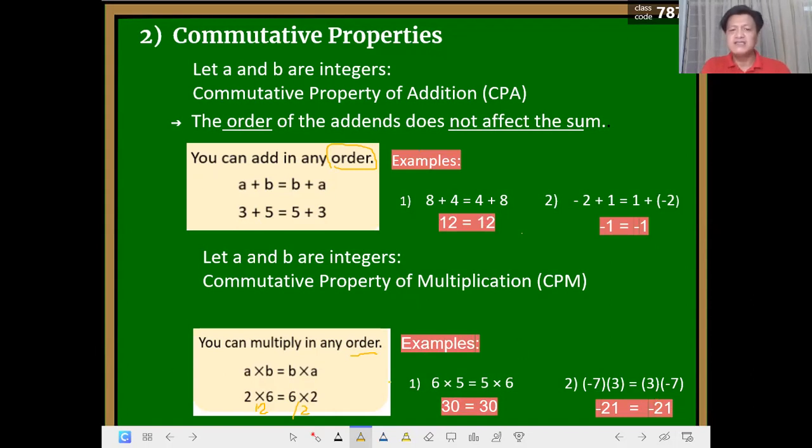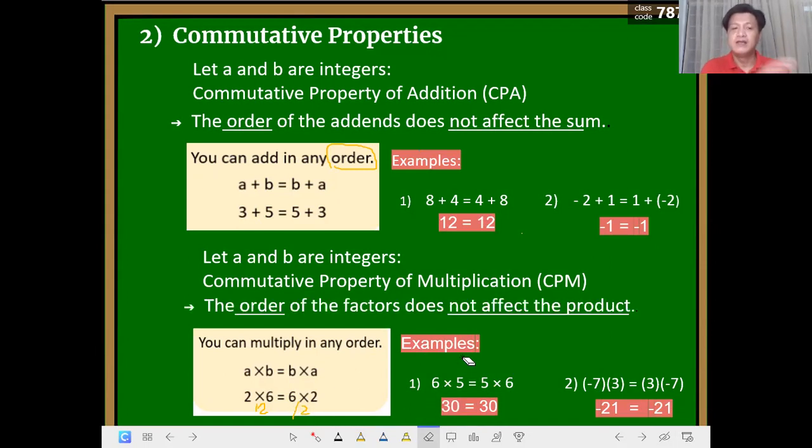So based on the given example, we are going to define ano ang ibig sabihin ng commutative property of multiplication. Yan po yung tatandaan natin. The order of the factors does not affect the product. The word order refers to the commutative, and the factors refers to the integers that are being multiplied. And the product is the result. Kaya nga hindi naapektuhan yung product nila regardless of the order of the factors. Yun yung tinatawag natin commutative properties.